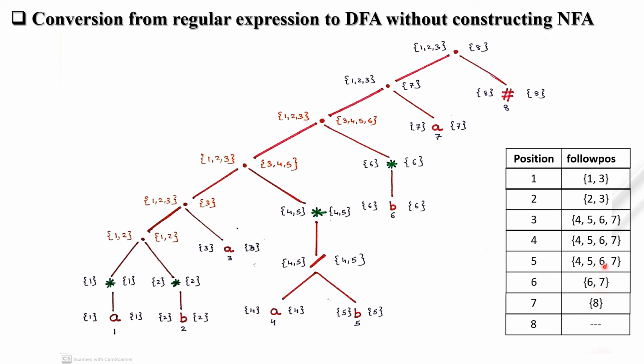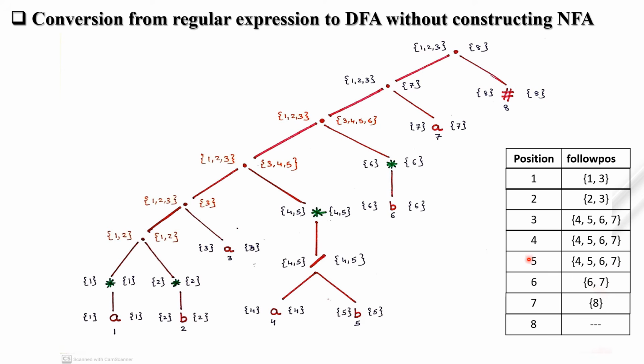Let's check one of these. Let's start with this concatenation symbol. For this concatenation symbol, what do we have to do? We have to put 8 at which position? 7. For this concatenation symbol, what do we do? We put 7 at which position? 3, 4, 5 and 6. We put 7 at 3, 4, 5 and 6.